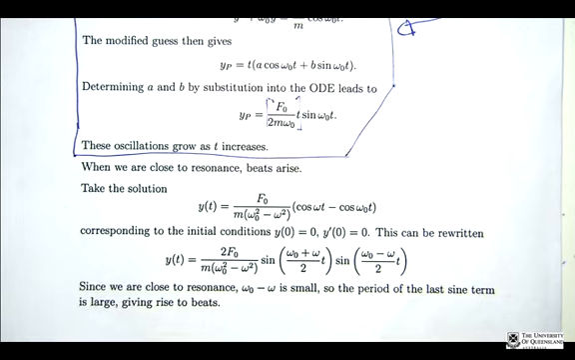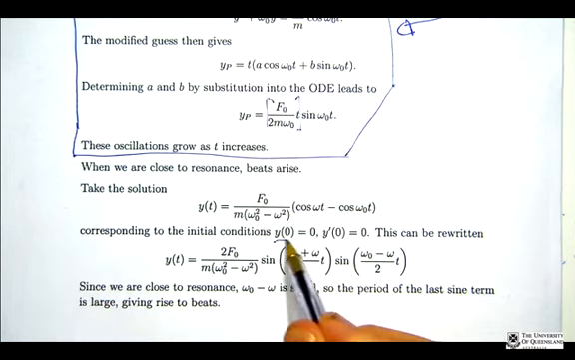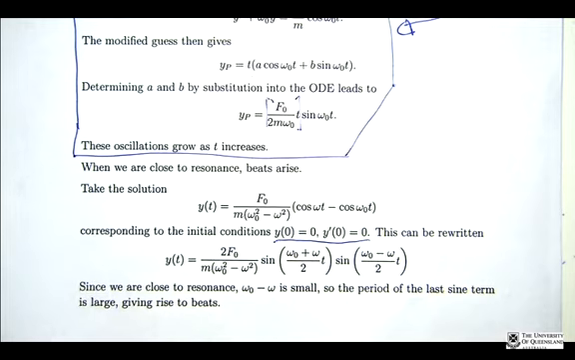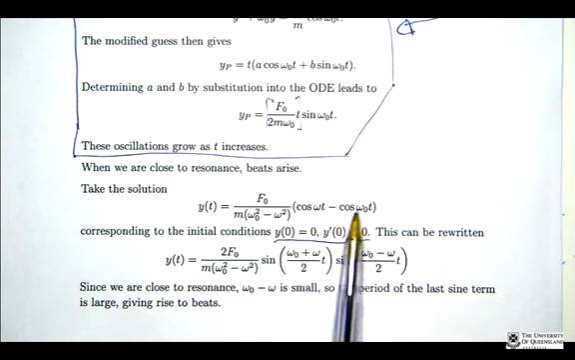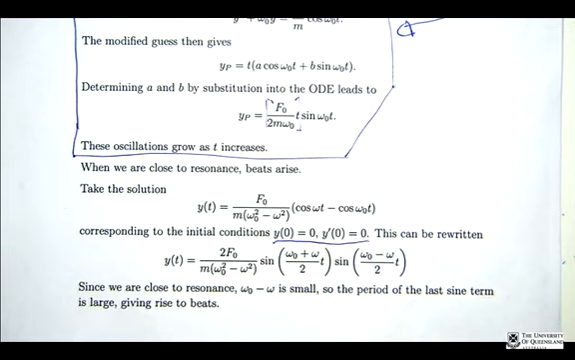But first, let's just see, more analytically, what we mean by beats. Let's take this solution that corresponds to the initial conditions y(0) = 0 and y'(0) = 0. This is just imposing those conditions on the general solution we had before. We end up with this difference of cosine functions.